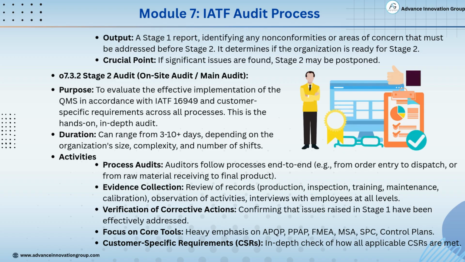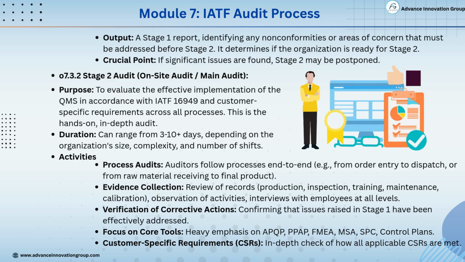Key activities: process audits. Auditors trace the full process flow, from order receipt to delivery, or from raw material intake to the final product. Evidence collection. They review records like production logs, inspection results, training records, maintenance logs, calibration certificates, and also conduct employee interviews. Corrective action verification. They check if issues identified in Stage 1 have been properly resolved.